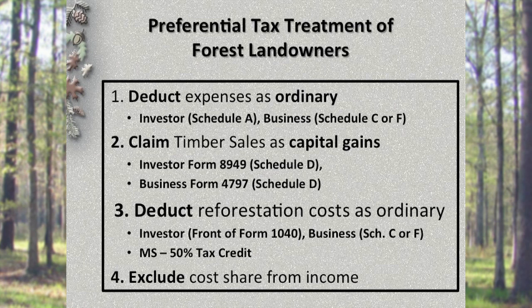There's 4 things I would like to talk about today. One is, how can you deduct your expenses as ordinary expenses? And that'll be filing Schedule A for an investor, or Schedule C and F as a business. How can you claim your timber sales income as a long-term capital gain and get preferential treatment on your tax code? And that means filing Schedule D, whether you're an investor or a business. How you deduct your reforestation costs as ordinary costs, and also take advantage of that Mississippi Reforestation tax credit. And then finally, a little bit about how you exclude cost share from income.